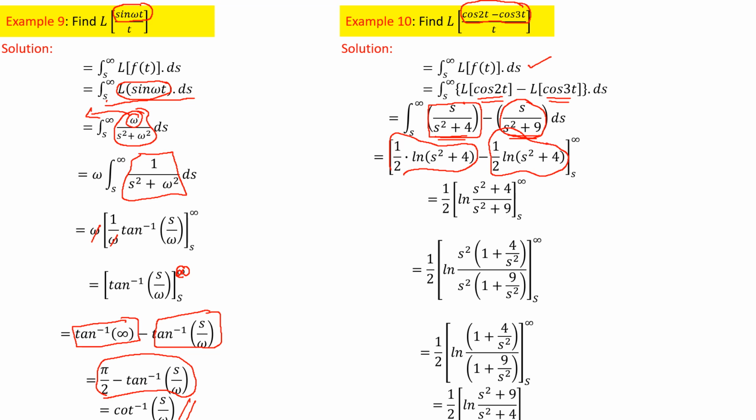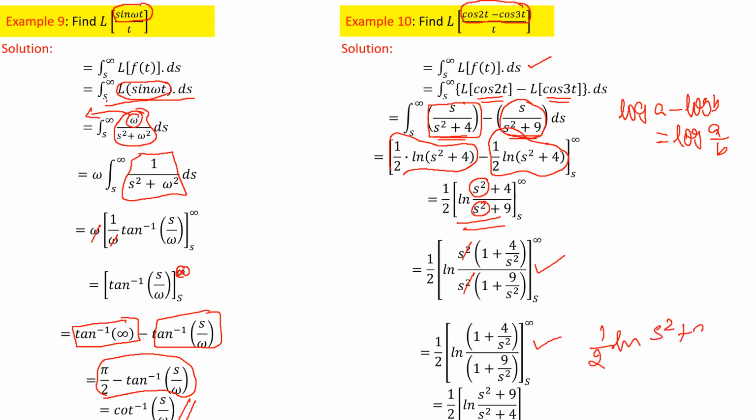By using the log property, we know that log a minus log b is equal to log of a by b. I will get this one. Then from the numerator, take s power 2 outside. From the denominator, take s power 2 outside. We will get this one. Then by cancelling s power 2, I will get this. By substituting the upper limit infinity and lower limit s, we will get the final answer as 1 over 2 ln s squared plus 9 divided by s squared plus 4.